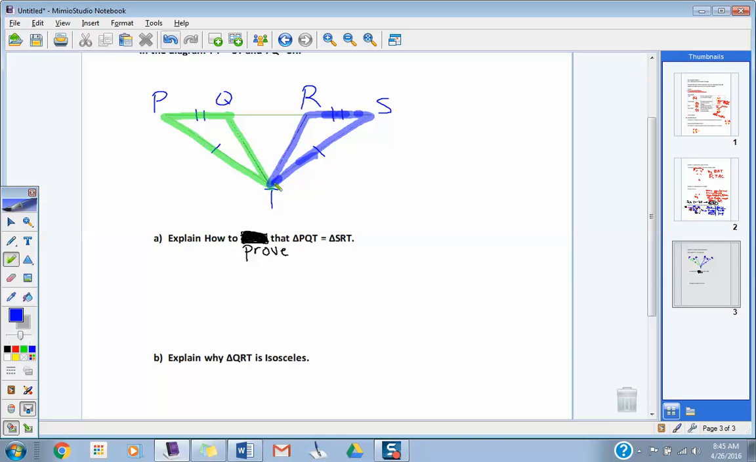Let me ask this question. Are P and S congruent? Are those two angles congruent? Yes? No? Not sure? How do you know? I hear some people saying yes, angle P and angle S are equal. How do you know? Say it again, Bryce. Say it louder for me.